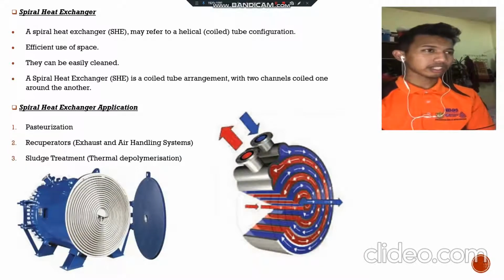Number 4, spiral heat exchanger. Point number 1, a spiral heat exchanger may refer to helical tube configuration. Point number 2, efficient use of space. Point number 3, they can be easily cleaned. Point number 4, a spiral heat exchanger is a coil tube arrangement with 2 channel coils, one around the another.